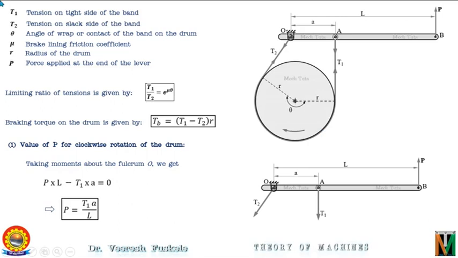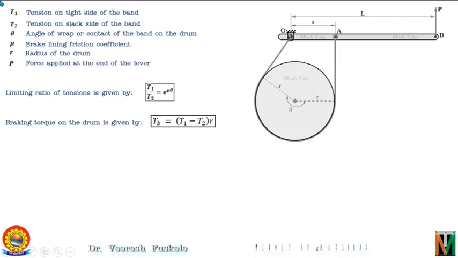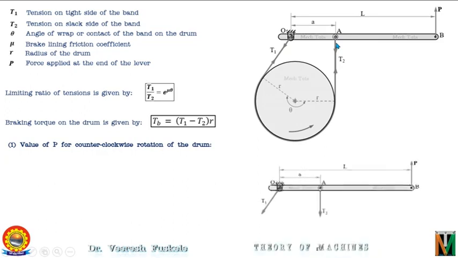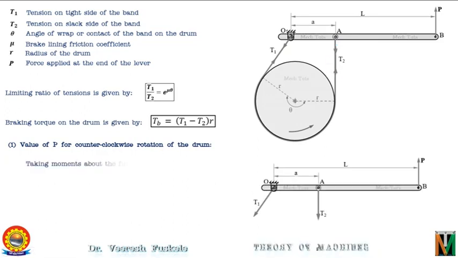Moving to the second case, that is, find out the value of P for the anti-clockwise rotation of the drum. As shown in figure, as the drum is rotating in the counterclockwise direction, the end of the band connected to the fulcrum O will be the tight side with tension T1 and the end of the band attached to A will be the slack side with tension T2. Now as earlier, let's take the moments of various forces in the free body diagram of the lever about the fulcrum O.